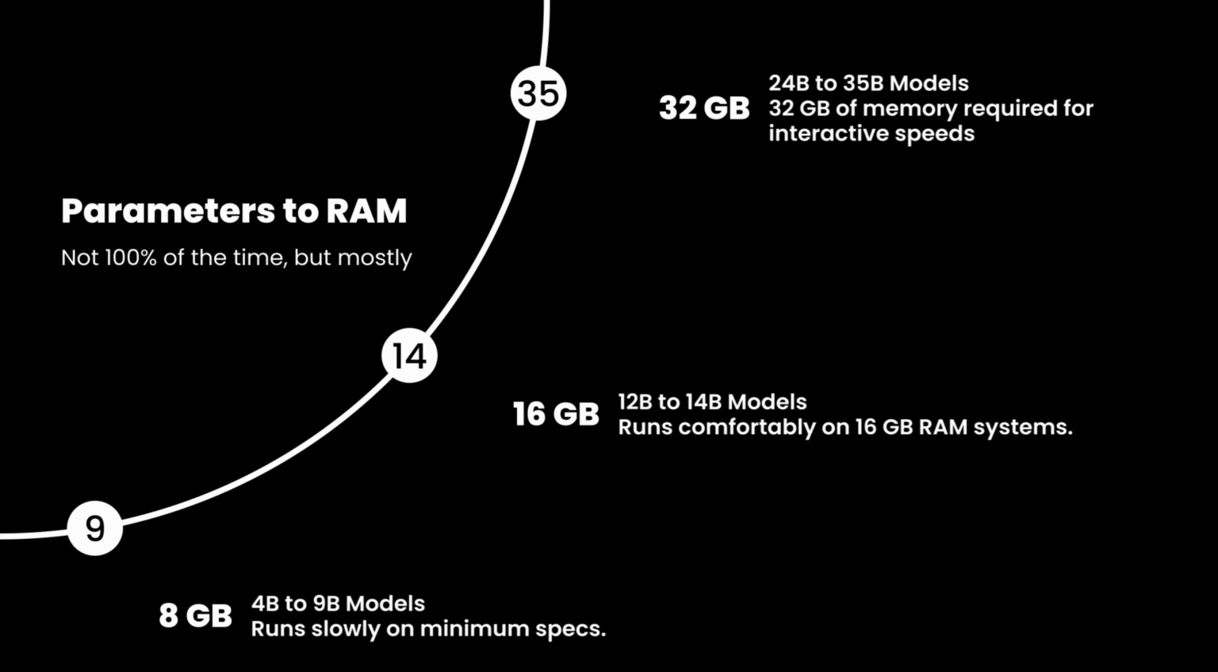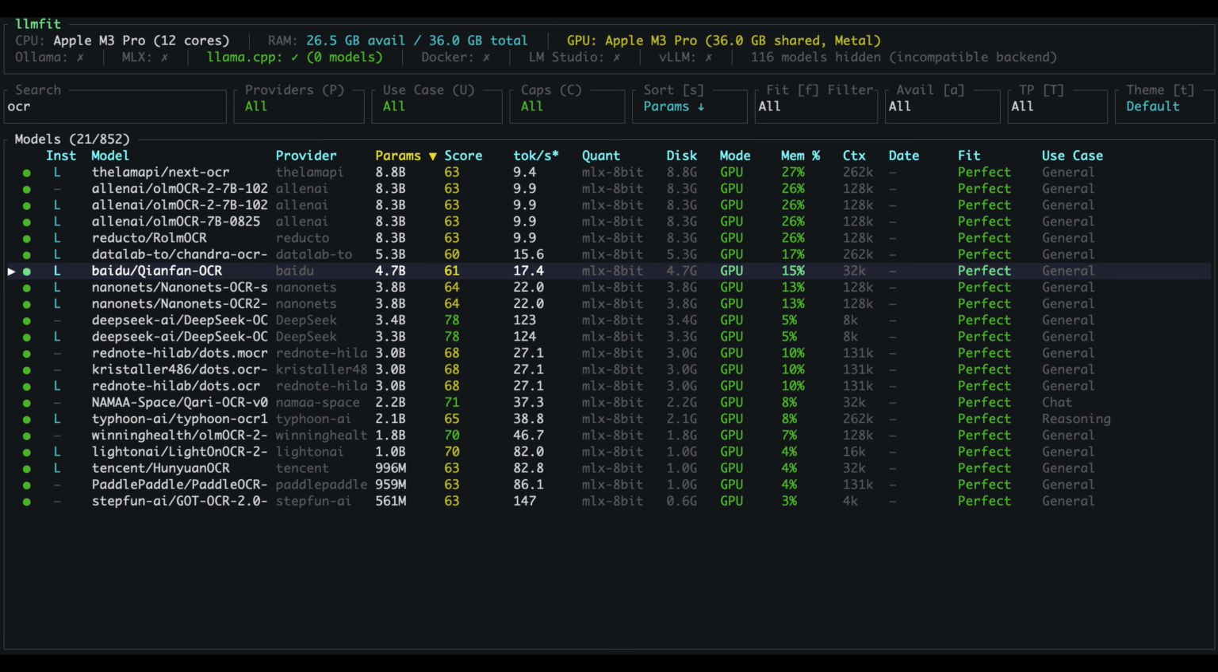4 billion to 9 billion, you need 8 gigabytes. 12 billion to 14 billion, you'll be comfortable with 16 gigabytes of RAM. 24 on, you need at least 32 gigabytes of RAM. There's also tools like LLM Fit that can help guide you to a model that'll work well on your machine.